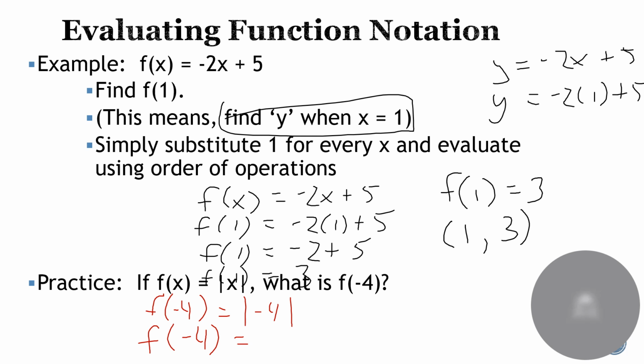So distance from 0. So if you are looking at the number line and then you look down here at negative 4, and you were asked how far away are you from the 0? Well, you are 4 units away. And so the absolute value of negative 4 is 4. And if you were to graph that, it would mean when x is negative 4, y is 4.